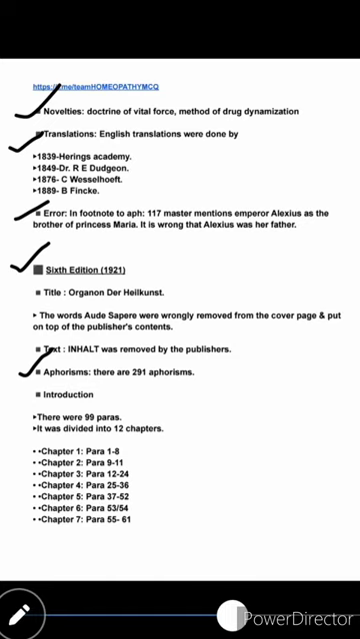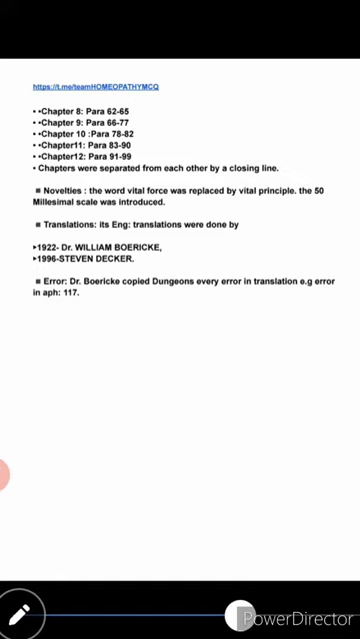Third edition in 1824 from Cothen. It has 300 aphorisms. Fourth edition in 1829 from Cothen. It has 290 aphorisms. Fifth edition in 1833 from Cothen. It has 294 aphorisms. The fifth edition of Cothen was translated to English by Dr. R. E. Dudgeon.